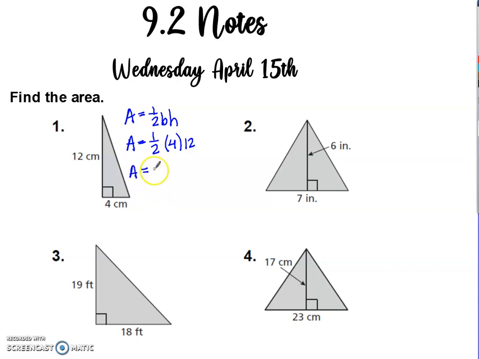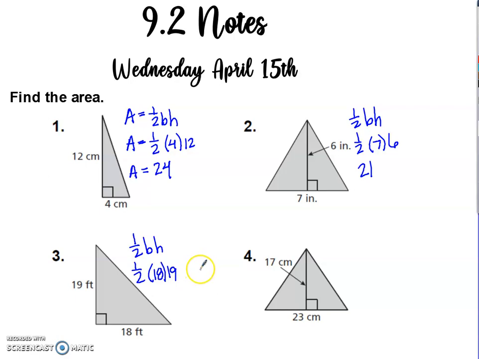Half of 4 is 2, and 2 times 12 is 24. Number 2, same thing. 1/2, base times height. 1/2, the base is 7, and the height is 6. Half of 6 is 3, and 3 times 7 is 21. Again, 1/2, base times height. The base is 18. The height is 19. Half of 18 is 9. And 9 times 19 is 171.